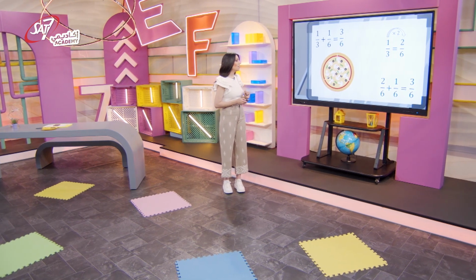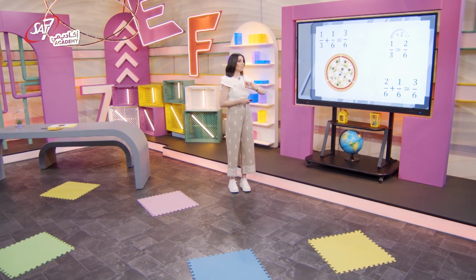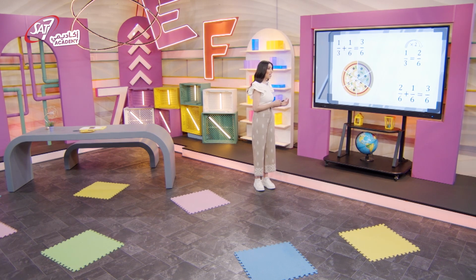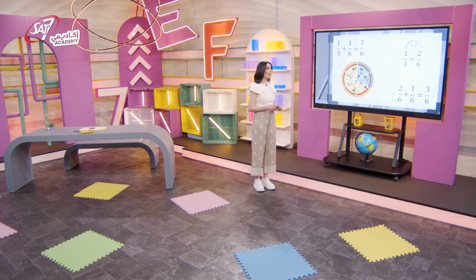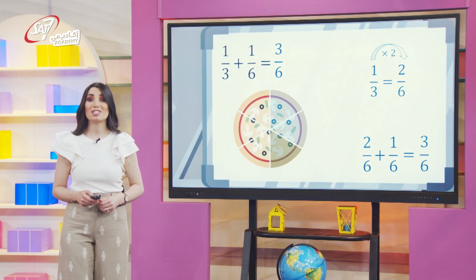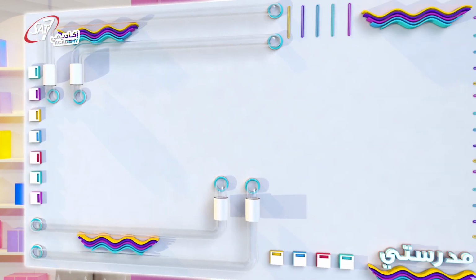This pizza is divided into 3 equal slices. The first friend ate 1 slice out of 3. We will now divide the same pizza into 6 slices. Now that 1 slice out of the 3 is the same as 2 slices out of the 6. Now let's color the slice the second person ate, which is 1 out of 6. Altogether, they've eaten 3 out of the 6 equal slices, which is half the pizza.